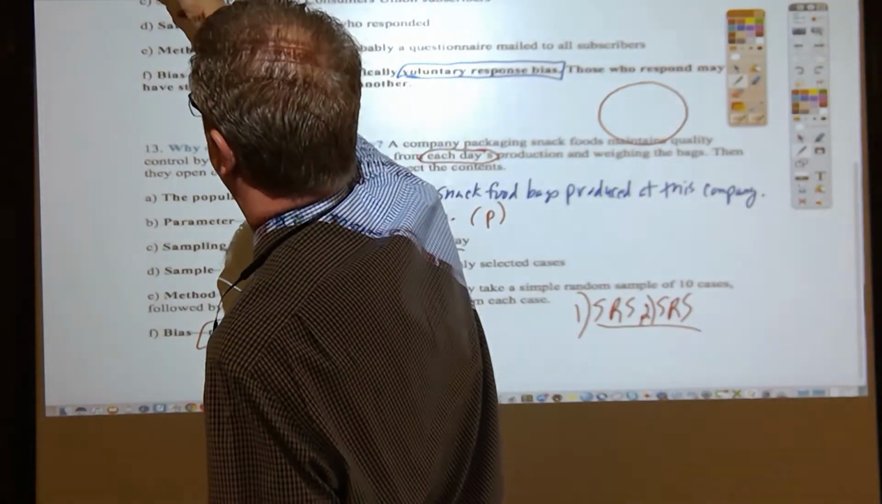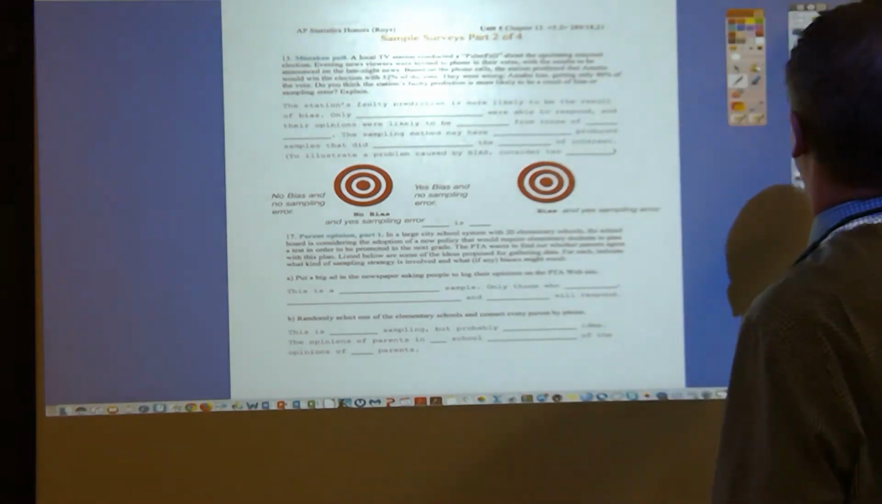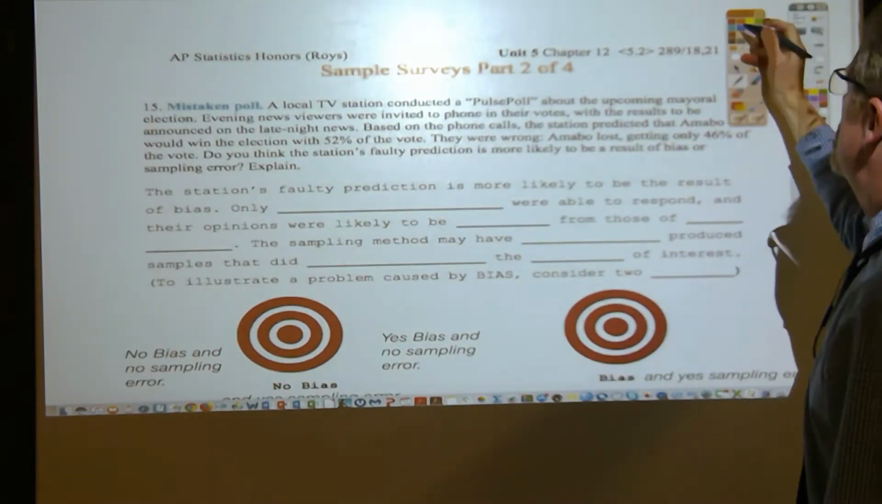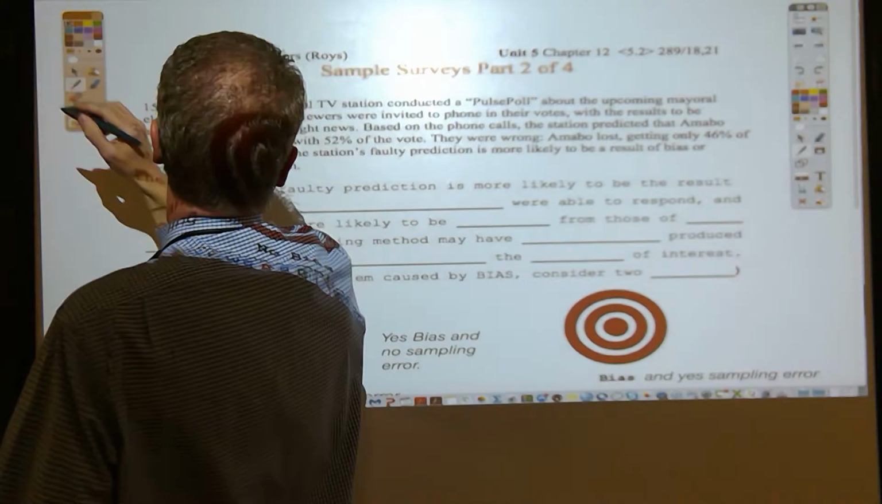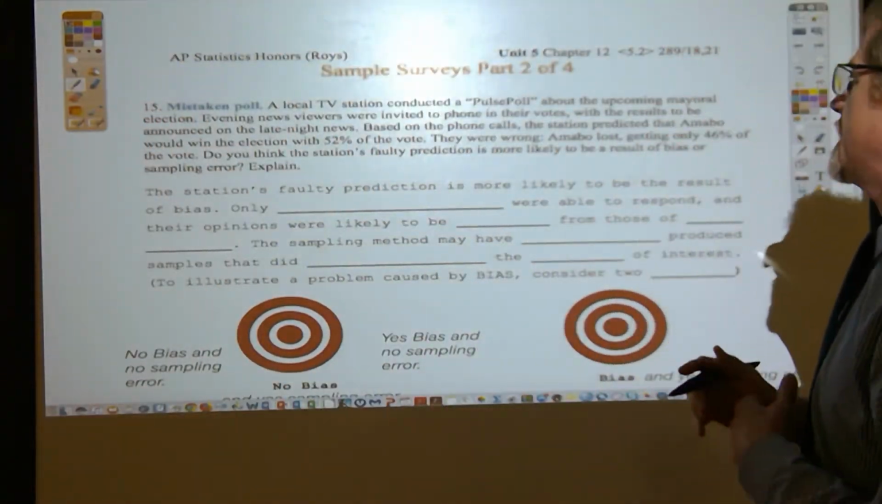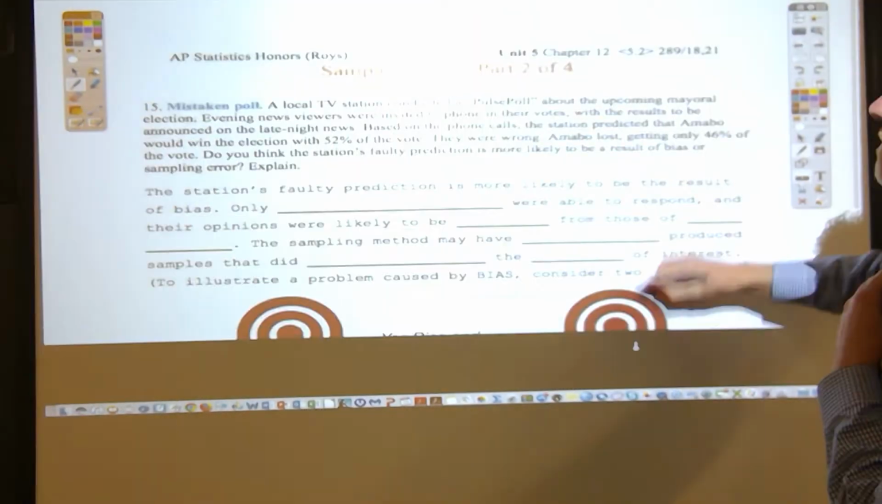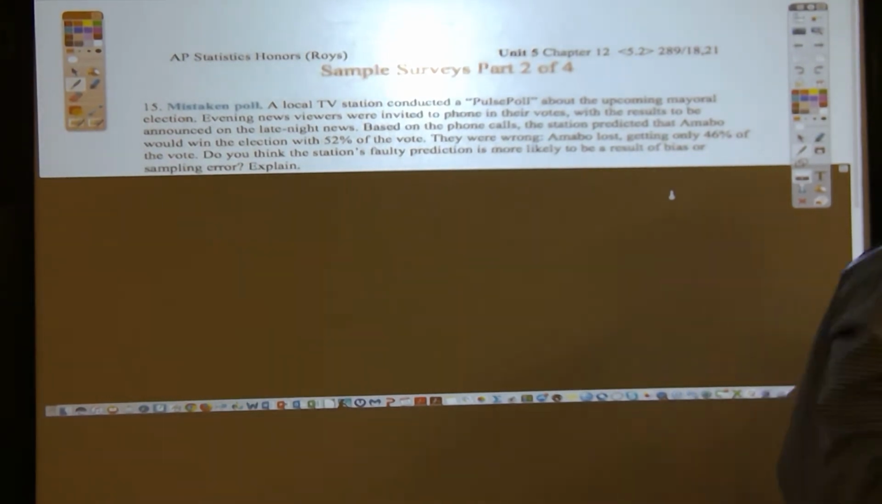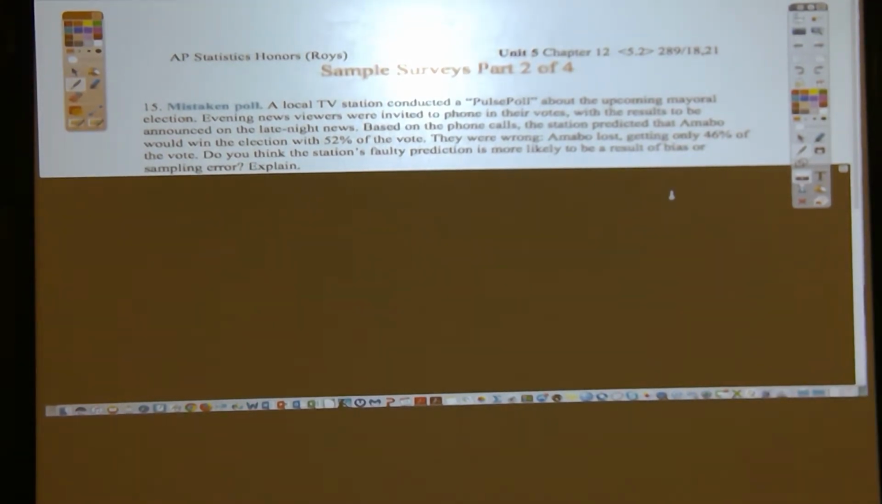The next handout, sample surveys part 2. Okay, let's take a look at this mistaken poll. Go ahead and read through that first example. Let's talk about it. Actually, you can read with me.